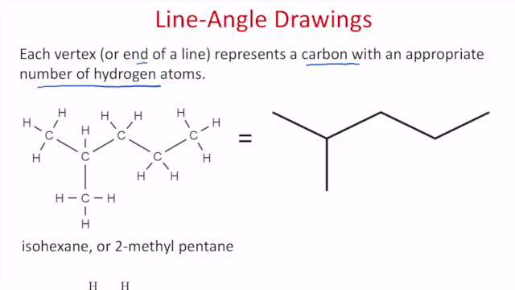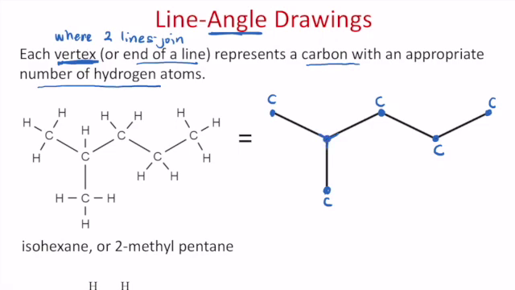So each end of a line and everywhere where 2 lines join, which is a vertex, is going to represent a carbon. So this is the end of a line, and that's a carbon. This is the end of a line, and that's a carbon. And this is the end of a line, and that's a carbon. Okay. The vertexes, that's where 2 lines meet. So where 2 lines join, that's a vertex or an angle. Okay, so this is an angle where 2 lines join. There's a carbon there. This is an angle where 2 lines join. And this is a vertex, which is a 3-way angle where 3 lines join. Okay, so these are all carbons in there.